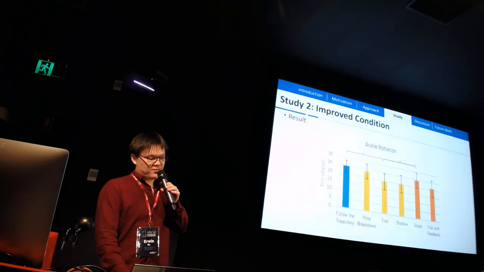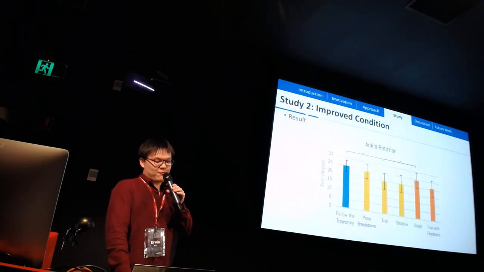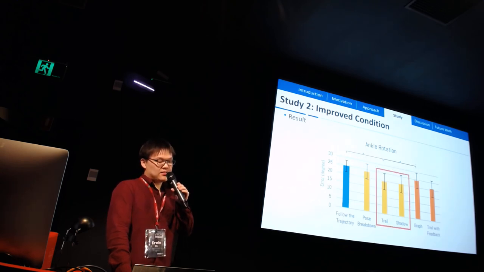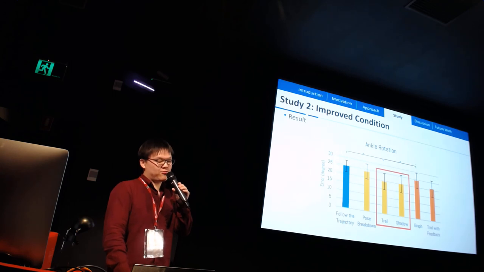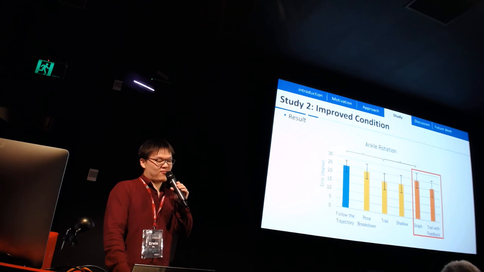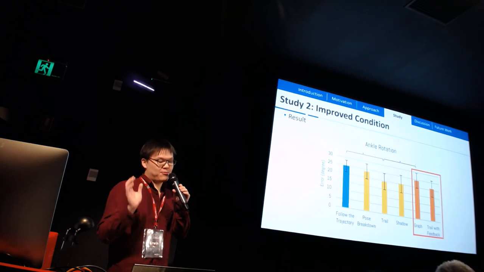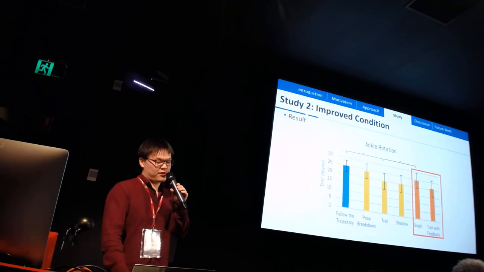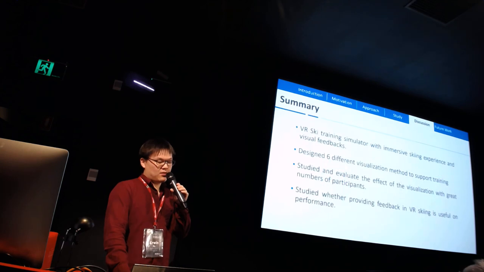This is the result of the average error of the ankle rotation in each condition. We can see that the trail condition performed the best with an average error of less than 20 degrees, which is slightly better than the shadow condition. However, both new conditions are greatly better than the post-breakdown condition. And in the 2 conditions with feedback, we were surprised that the feedback does not have an obvious effect on improving performance. Even though the colored trail performs better than the graph, we cannot say it's significantly better than the base condition.